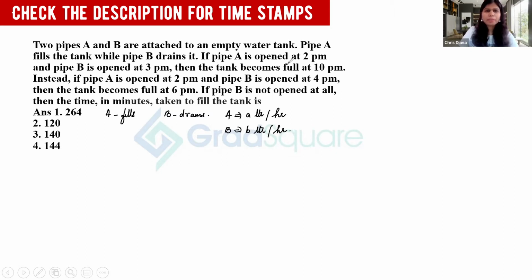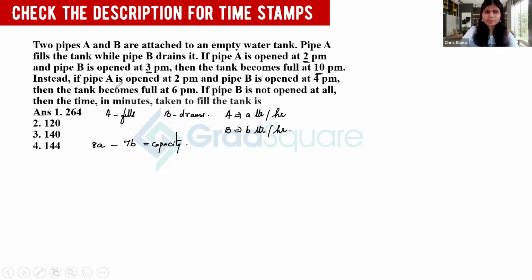Now, if pipe A is open at 2 p.m. and pipe B is open at 3 p.m., the tank becomes full at 10 p.m. Now, remember that pipe A has worked for 8 hours. So, in 8 hours, pipe A would have filled 8A units or 8A liters. Okay, now pipe B is open at 3 p.m. and it's getting full at 10, right? So 3 p.m. to 10 p.m., 7 hours it has been working. So in those 7 hours it would have emptied 7 into B liters. This has to be the capacity of the tank.